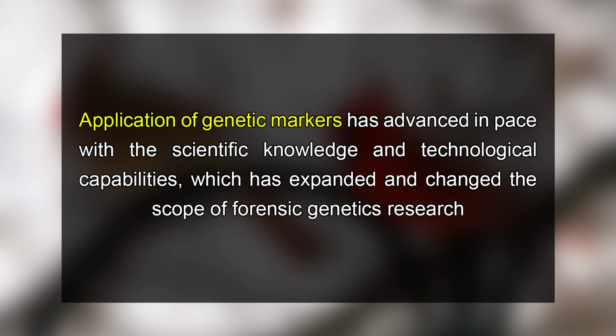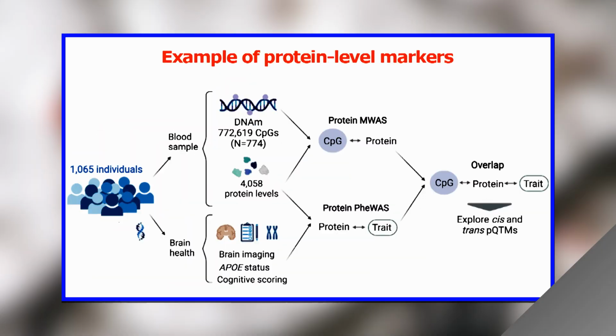Dear students, let's now conclude the lecture. The application of genetic markers has advanced in pace with scientific knowledge and technological capabilities, which has expanded and changed the scope of forensic genetics research. From the dual perspectives of the development of genetic markers and their applications, it is evident that forensic genetic research is no longer limited to DNA level markers, but also includes RNA level and protein level markers.